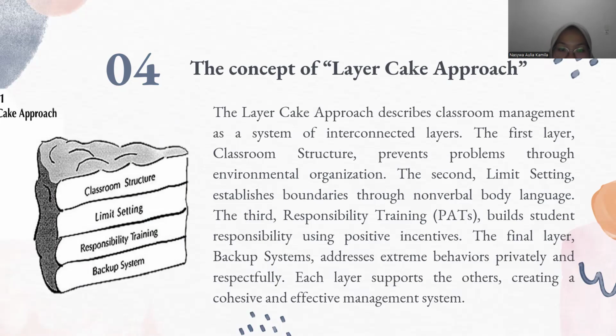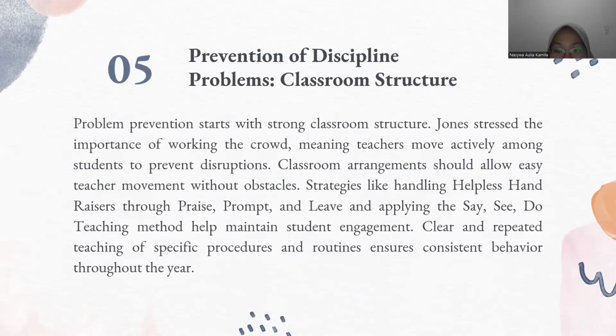So next, let's dive deeper into how Jones suggests preventing discipline problems before they happen. So that is prevention of discipline problems. Jones believed that prevention is much more effective than punishment. He recommended that teachers should work the crowd, meaning that they move actively around the room to keep students on task and discourage misbehavior. He also emphasized the importance of classroom management. Desks should be positioned so teachers can move easily and students can stay focused.